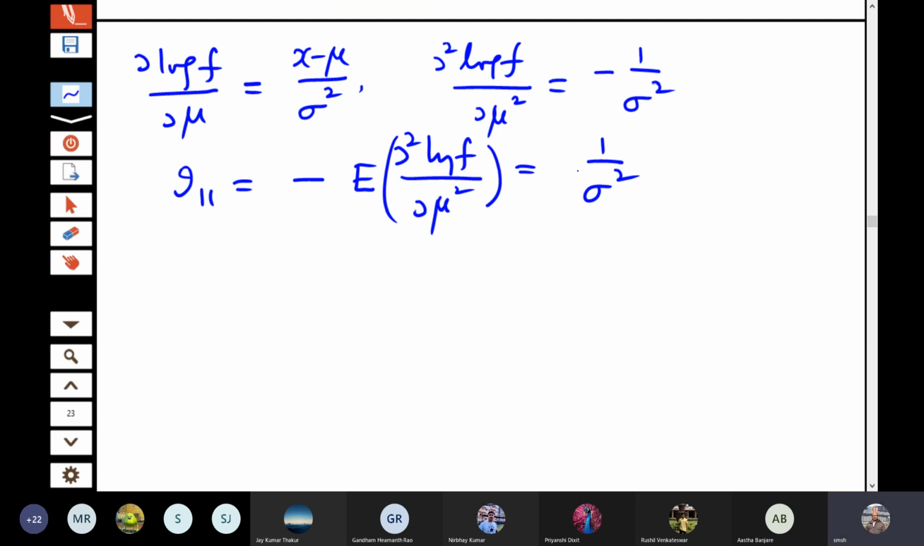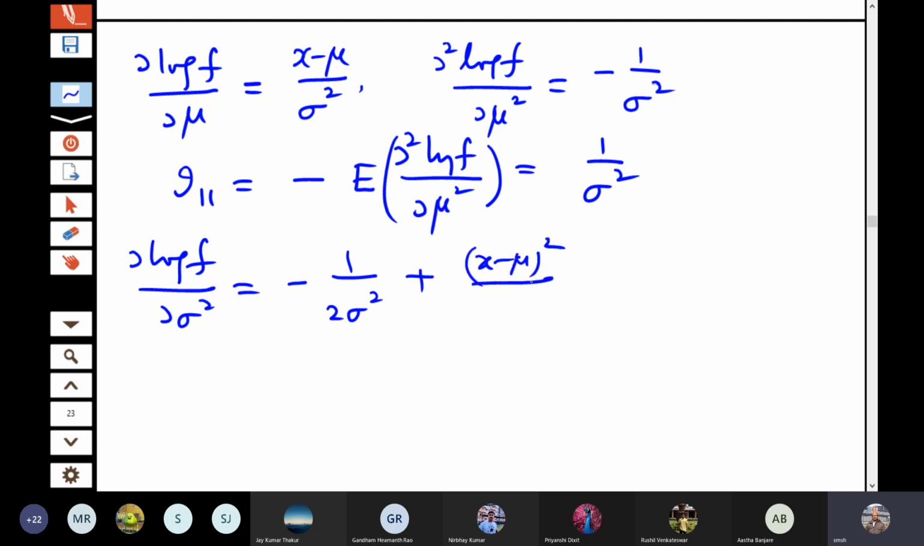Of course, you have to multiply by n because I have written for one term here. So if I am writing for x1, x2, xn, I will write n times that. Anyway, that can be written immediately. Let me write the second term. So if I consider the derivative with respect to sigma square, so minus 1 by 2 sigma square plus x minus mu square by 2 sigma to the power 4.